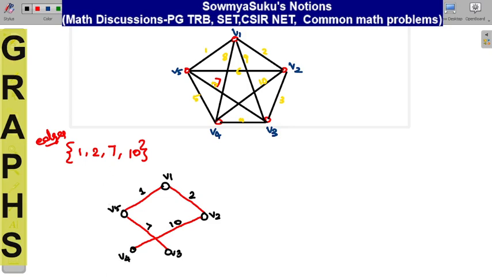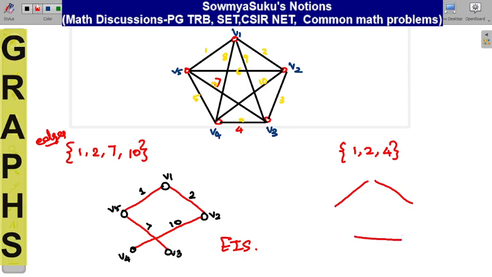So this is an edge-induced subgraph. You can see another example. Here also I am taking some of the edges, namely 1, 2 and 4, from the original graph. So I have to draw 1, then 2, then 4.